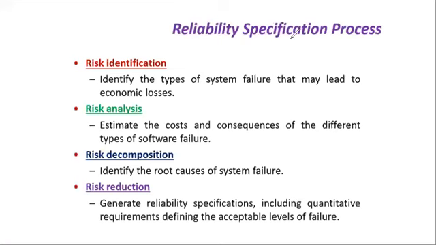Now the reliability specification process has a few categories. That are the risk identification. Risk identification means you're going to identify why the system has specifically crashed. Risk analysis, you're going to identify how much it is going to cost you when the system crashes. Risk decomposition means you're going to identify the main cause that caused the system to fail in the first place. Then risk reduction means when you know the cause that the system is failing, you're going to identify and try to avoid those types of errors.